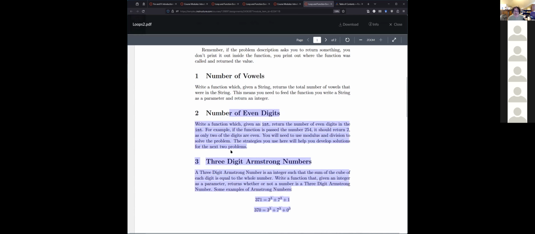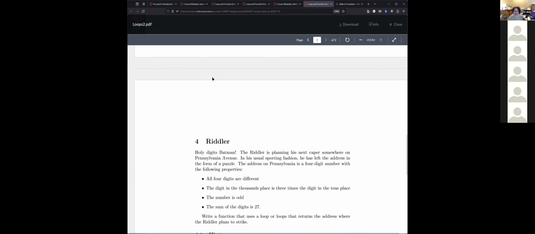So let's see, 3, and then we've got number of even digits. Given an integer, return the number of even digits. So 254 should return 2, since only 2 of the digits are even.